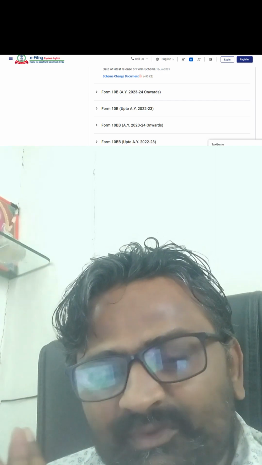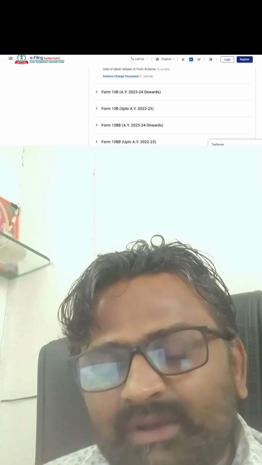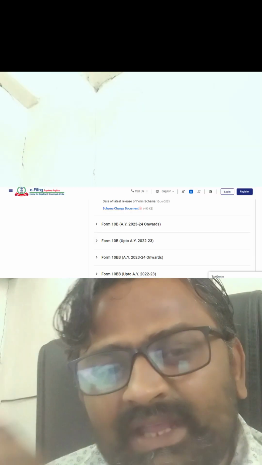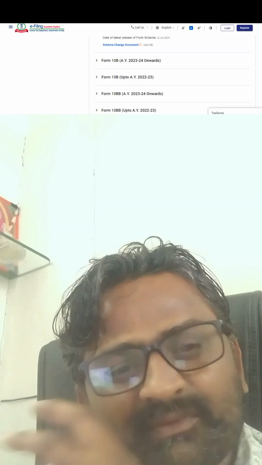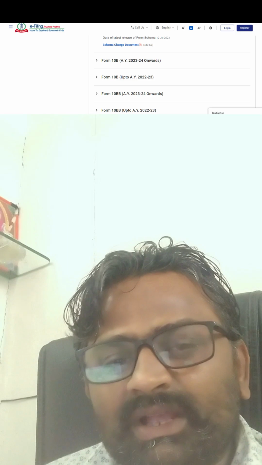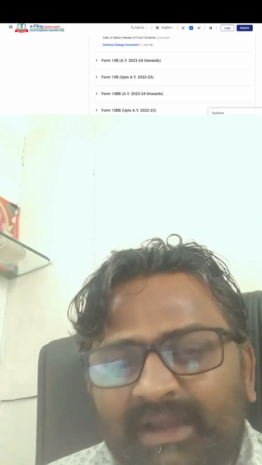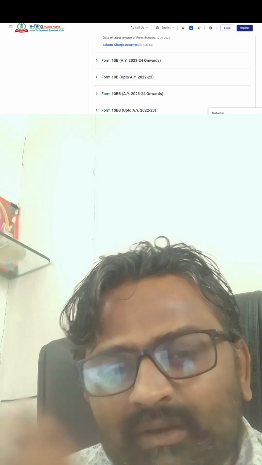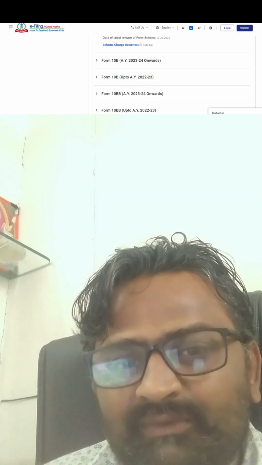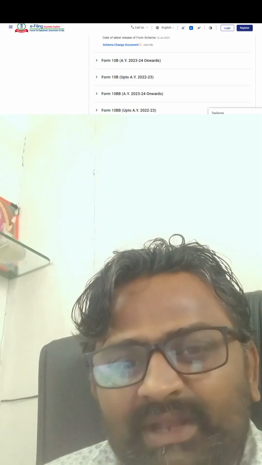These forms are available on our income tax portal, in the download section. In the income tax forms section of the download section of our income tax portal, you can find lots of forms as per applicability. There is a section for form 10BB. In 10BB, two different forms are available.